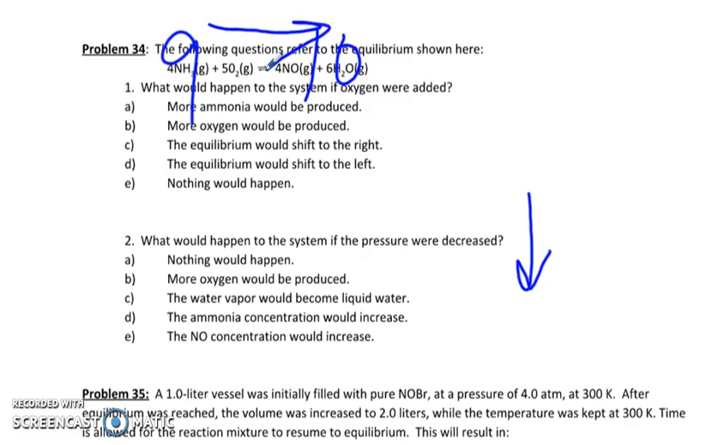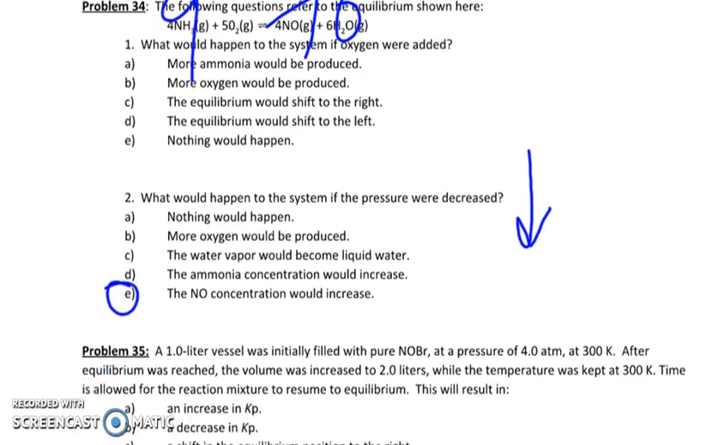So A is not right. More oxygen would be produced? No. If I'm shifting to the right, I'm going away from the oxygen. No. The water vapor would become liquid water? I don't know about that. That's kind of weird. It has nothing to do with this. The ammonia concentration would increase? Not if it shifts right, it doesn't. It's going to decrease. And the NO concentration would go up? Yes, that's your answer. If it shifts to the right, NO will increase.